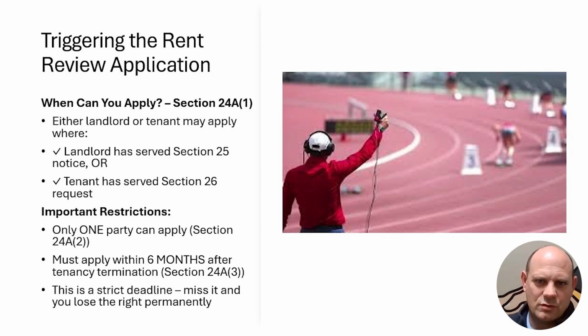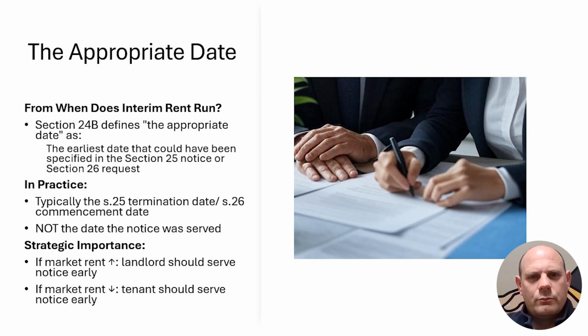The interim rent runs from what Section 24B calls the appropriate date. This is defined as the earliest date that could have been specified in the Section 25 notice or the Section 26 request.